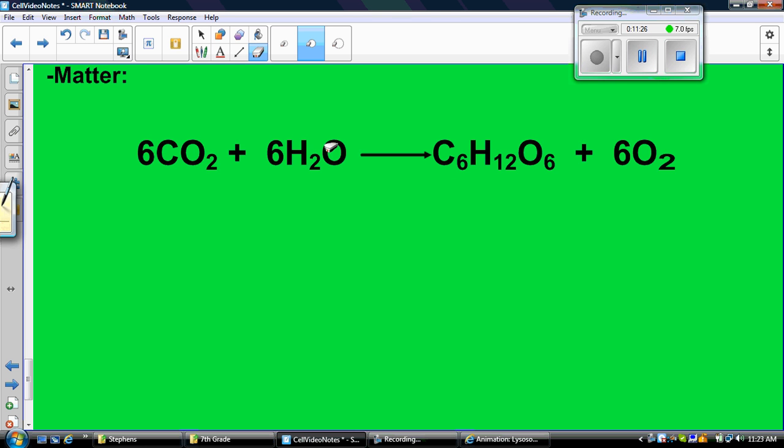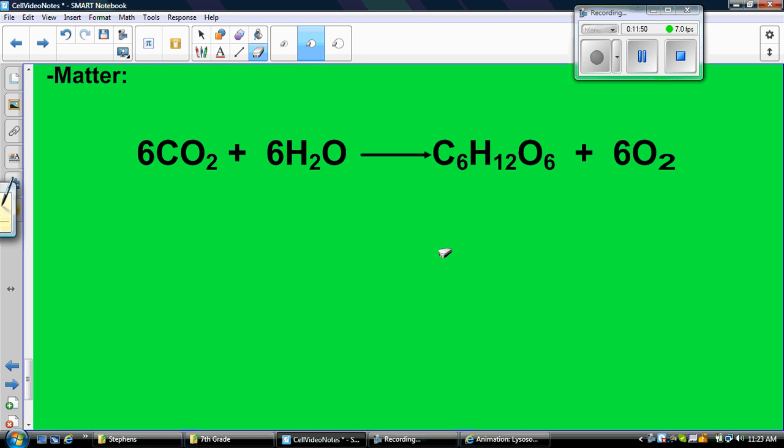Now we got to check our oxygen. So over here, 6 times 2, that's 12 oxygen. 6 times 1 oxygen is just 6. So 6 plus 12 is a total of 18 oxygen atoms. Well, let's look over here and see if that makes sense. 6 times 2 is 12. 12 plus 6 is 18, that's 18 oxygen atoms.